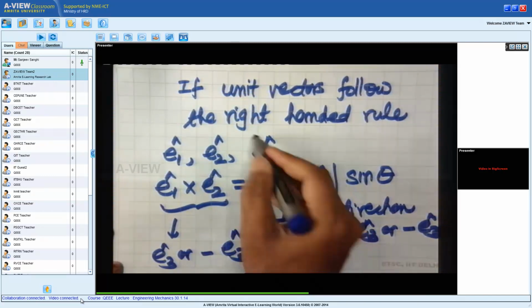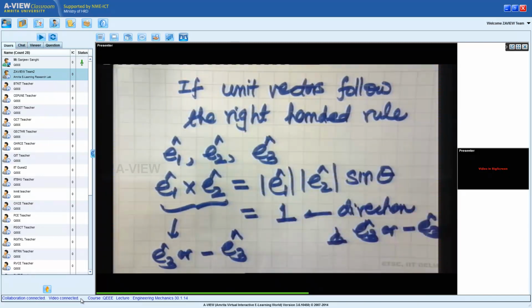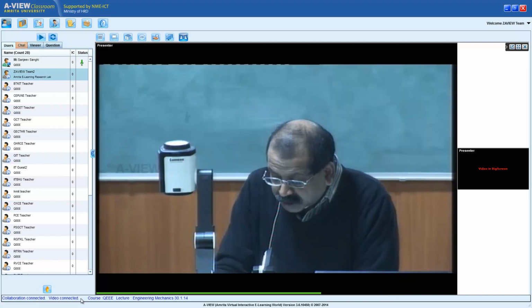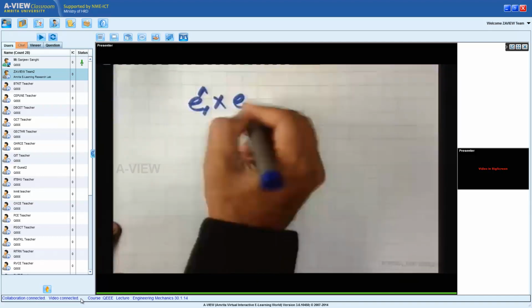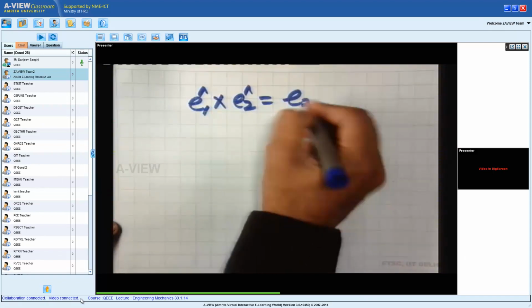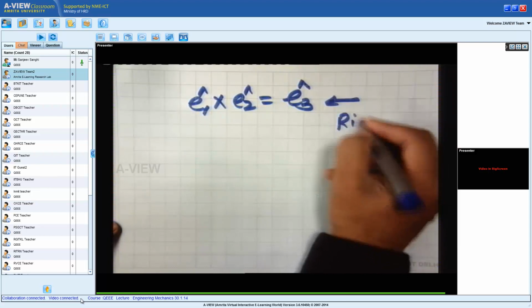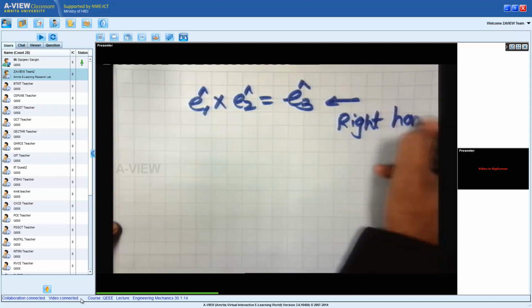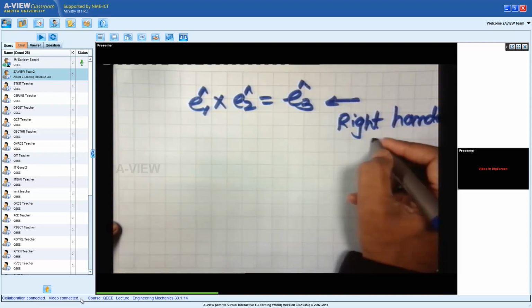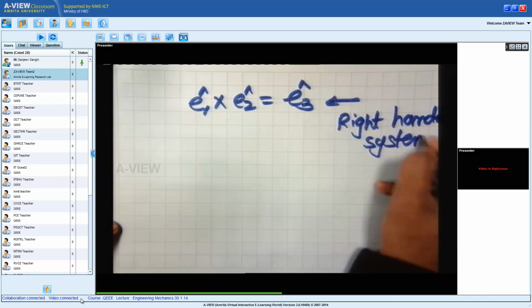Now when I say it follows the right-handed rule, what is the obvious meaning of this? That E1, E2 and E3 form a right-handed combination, which means E1 cross E2 is equal to E3. This is what we mean by saying that they follow a right-handed system or right-handed rule.